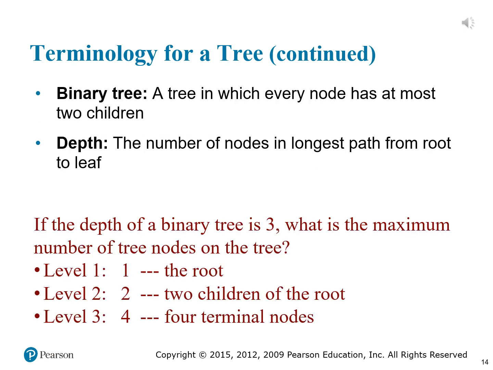A tree in which a parent has no more than two children is called a binary tree. The depth of a tree is the number of nodes in the longest path from root to leaf. To illustrate what the depth of a tree is, let us consider a tree that has 3 levels. The question is, what is the maximum number of tree nodes on the tree?